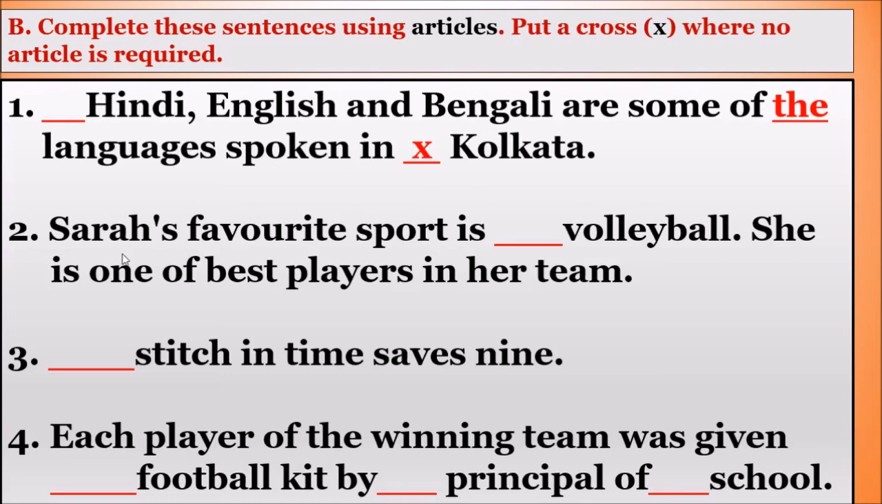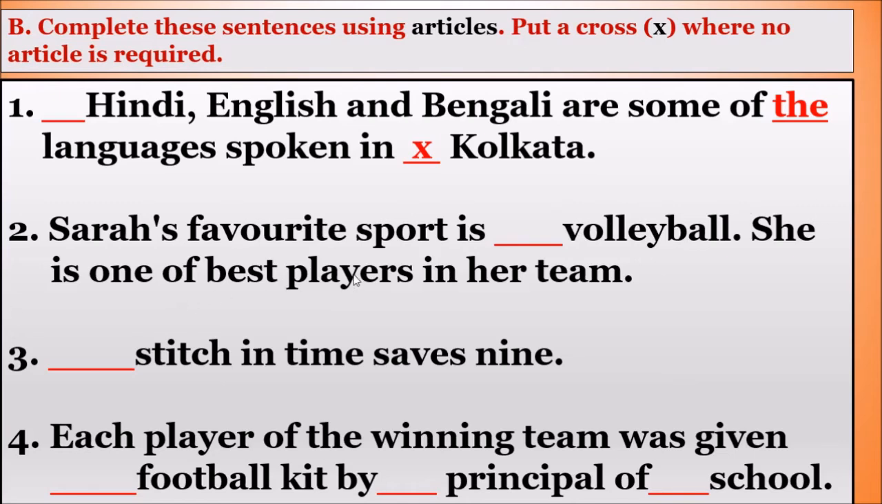Now let us look into the second one. The answers are already given in the textbook. Sarah's favorite sport is dash volleyball. We cannot say "the volleyball" or "a volleyball", because here it is a game where we must not use any article. Sarah's favorite sport is volleyball. So you have to put a cross mark here.